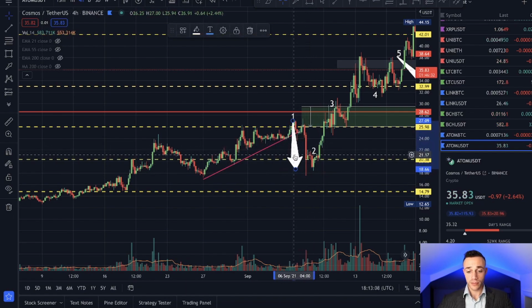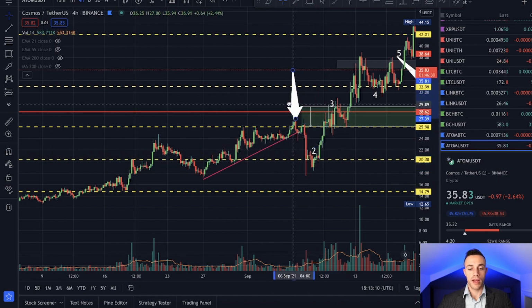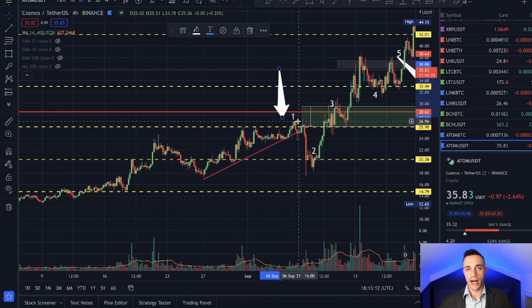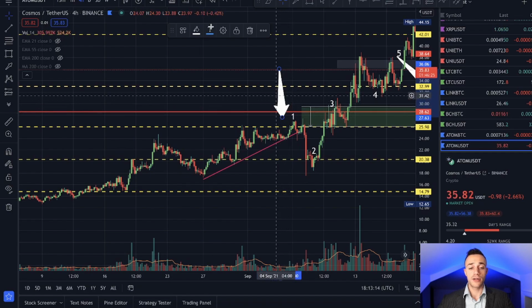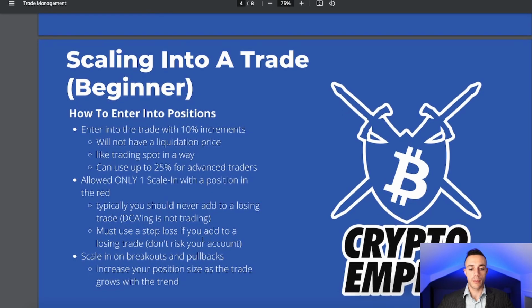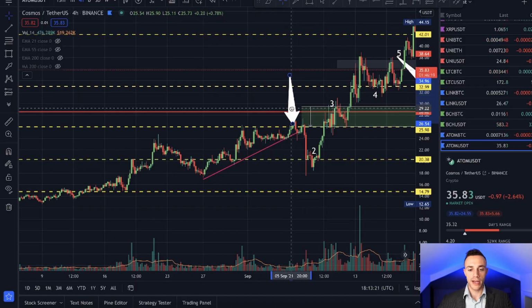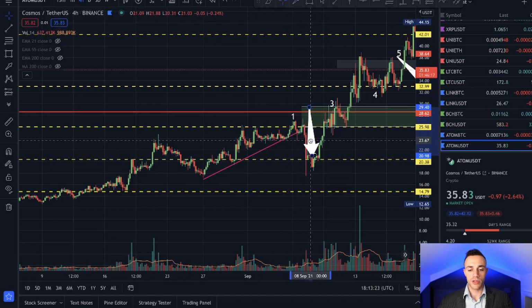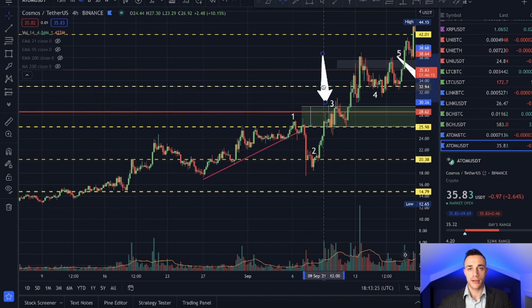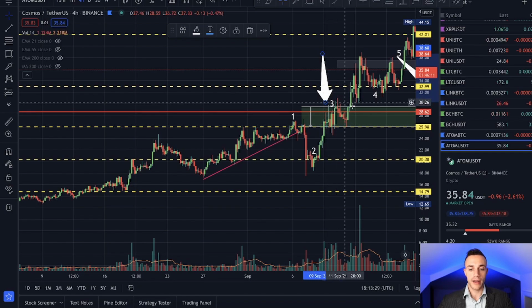From now, price starts to move upwards again, and we break out of the previous structure high. Remember, we enter, we scale in, on breakouts and pullbacks. All right. So this first one was a breakout. Then the second one down here was a pullback. And now the third 10% entry scale in is another breakout, the new high.